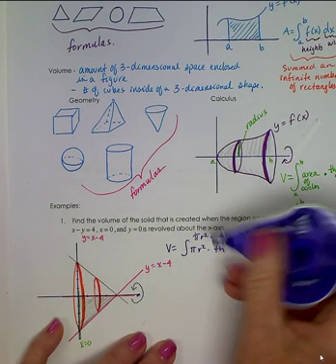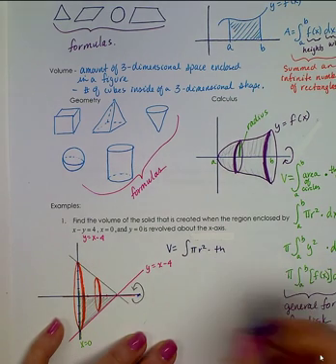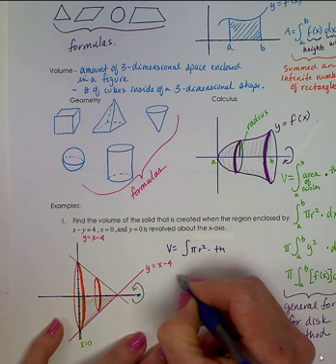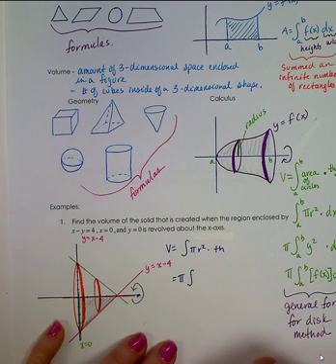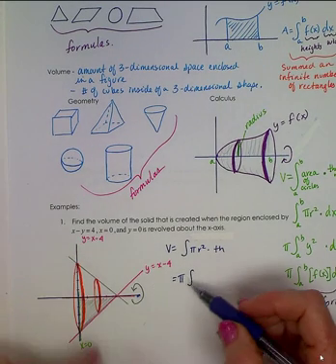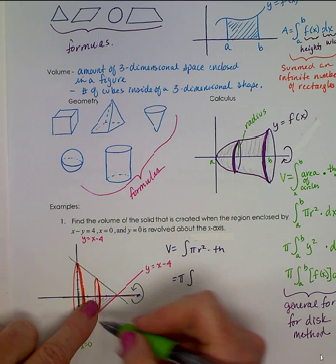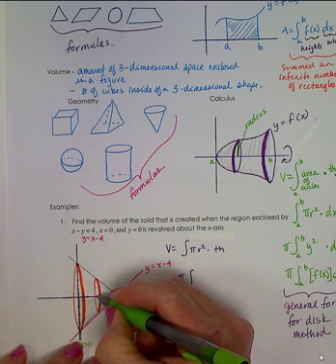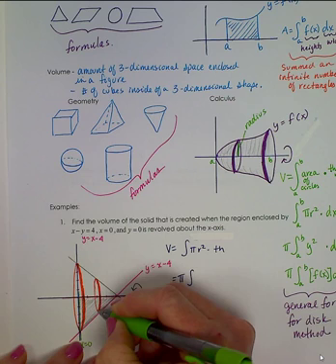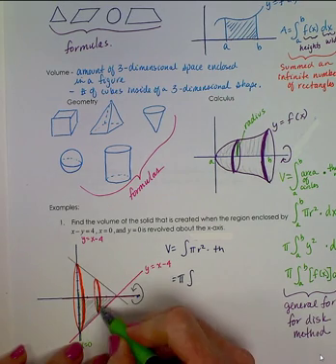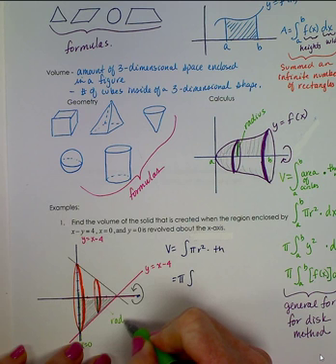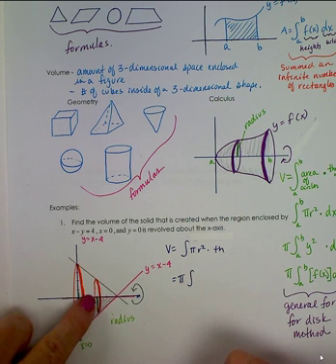All right, that pi can come out. That's a constant. Radius. Your radius, and you're always going to draw your radius, listen carefully, from the axis of revolution to the original function, down this way. That's the radius. Axis of revolution to the original function.